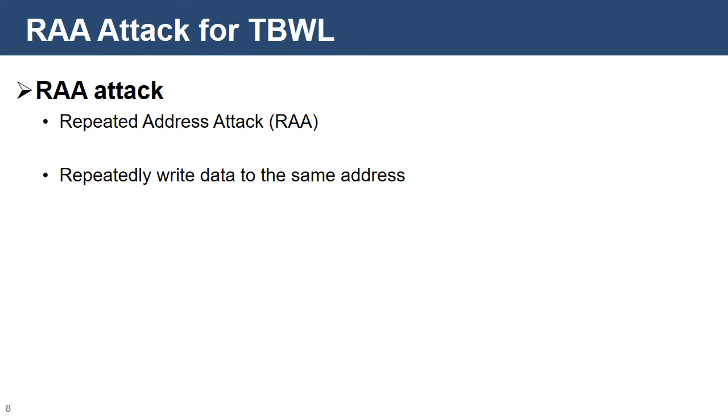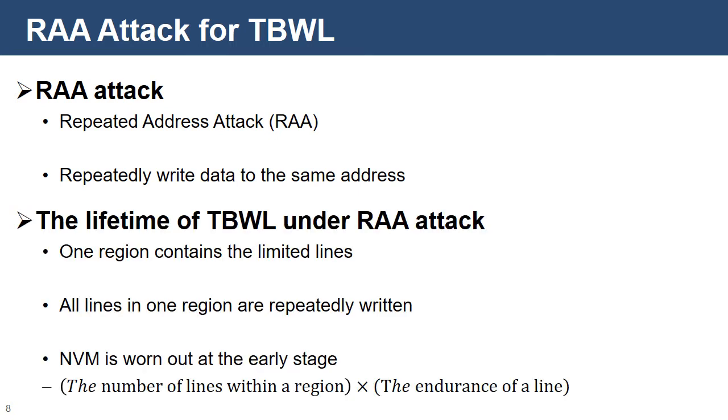However, these schemes are vulnerable. Specifically, the TBWL can't defend against RAA attack. Repeat address attack is an attack program that repeatedly writes data to the same address. One region contains limited lines. Since the segment swapping scheme only exchanges the data in one region, the RAA can easily wear out all lines in the region at an early stage.